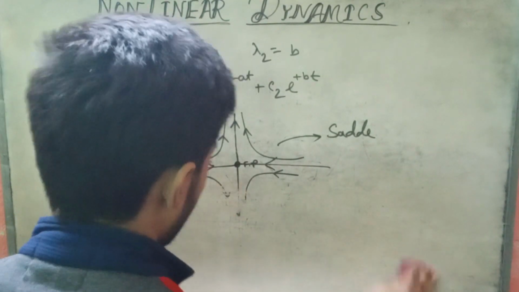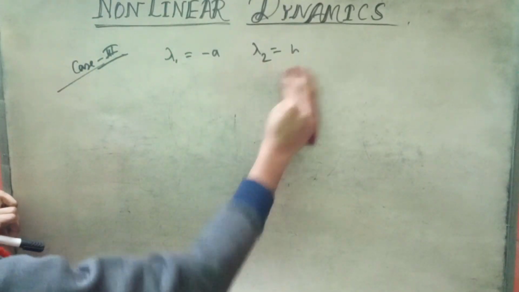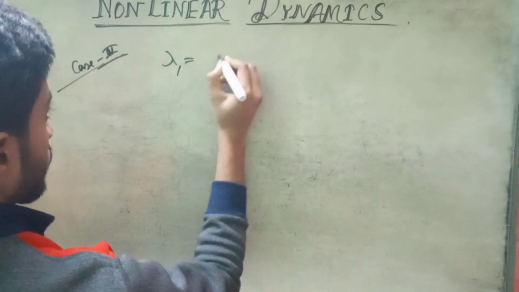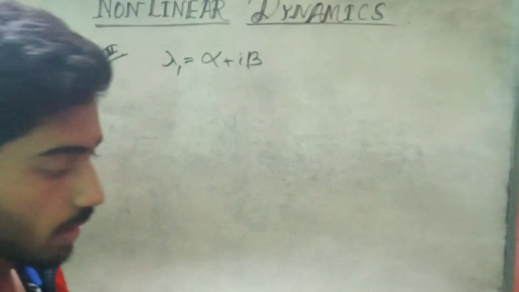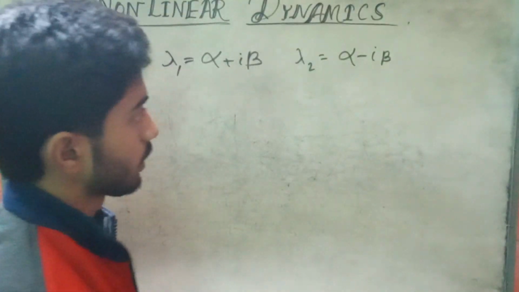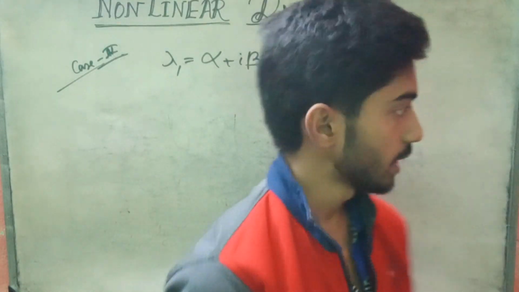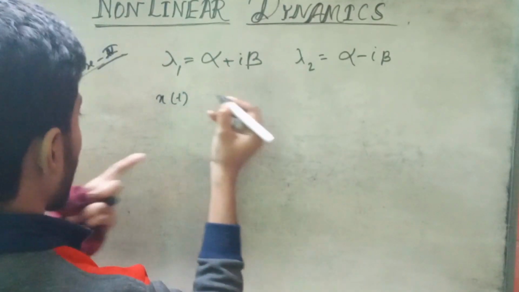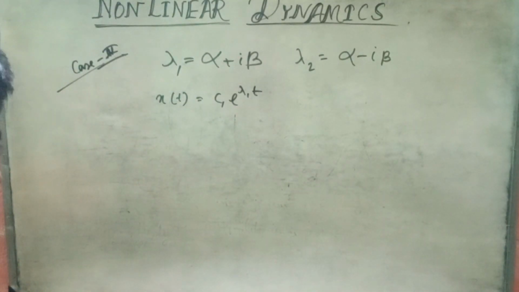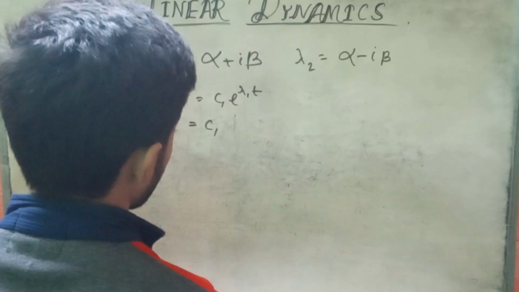Now let's erase this part, and our next part is case 4, when lambda 1 is alpha plus i beta in complex form, and lambda 2 is alpha minus i beta. What happens when eigenvalues are in complex form? So x(t) is the solution as usual, c1 e to the power lambda 1 t. Let's break it down and see what happens.